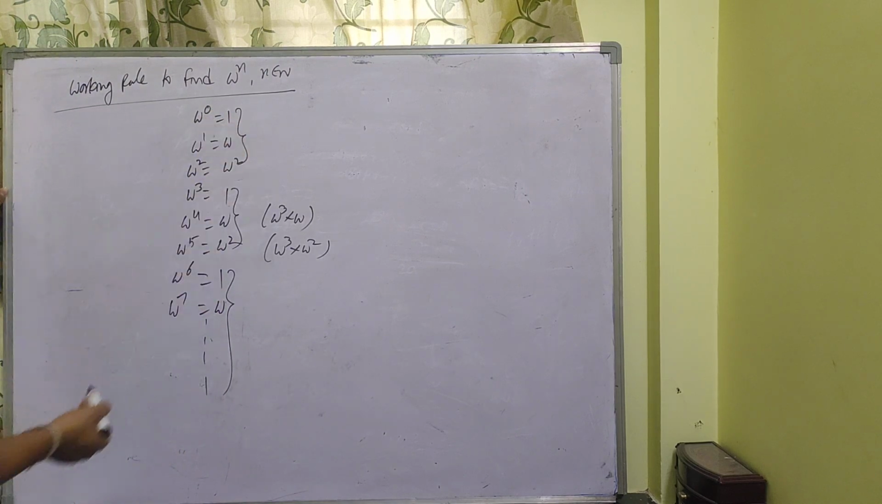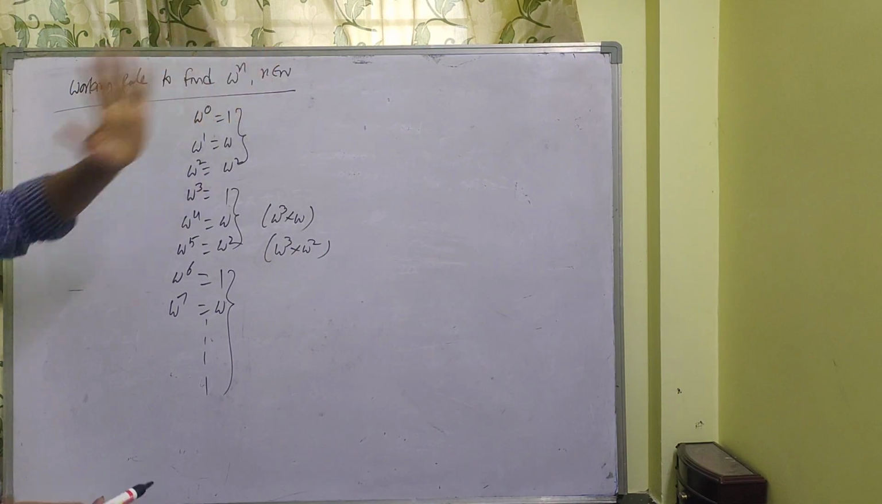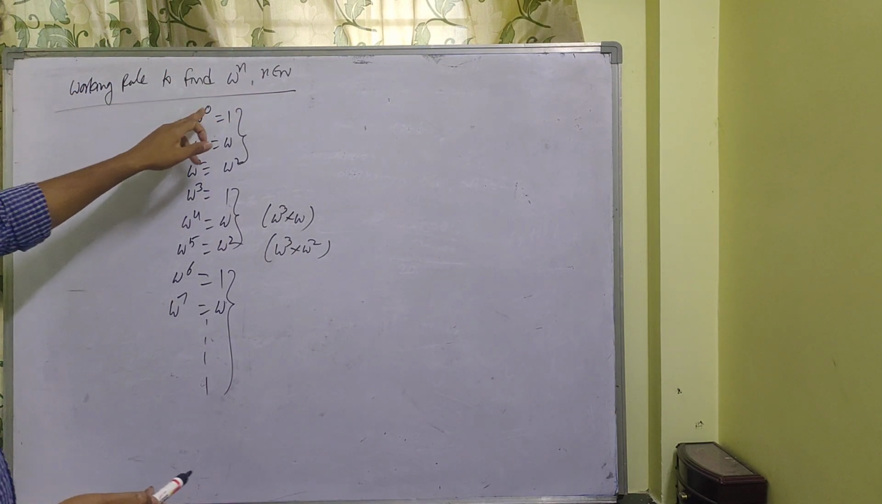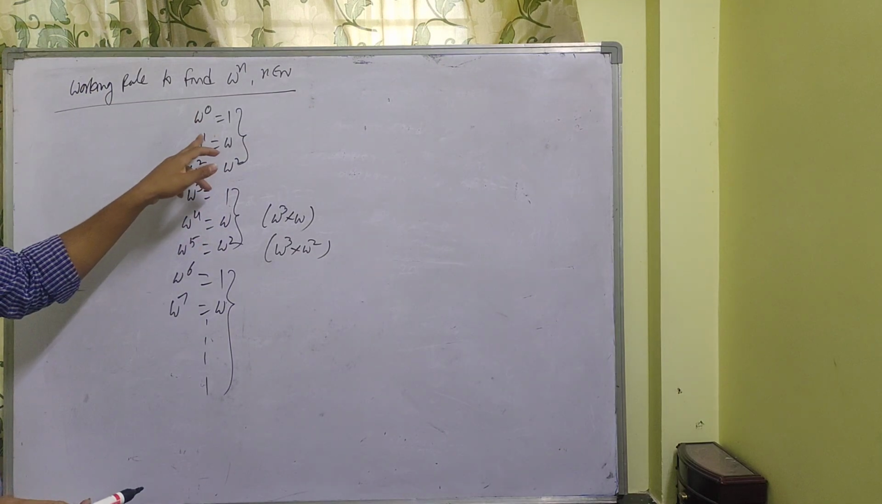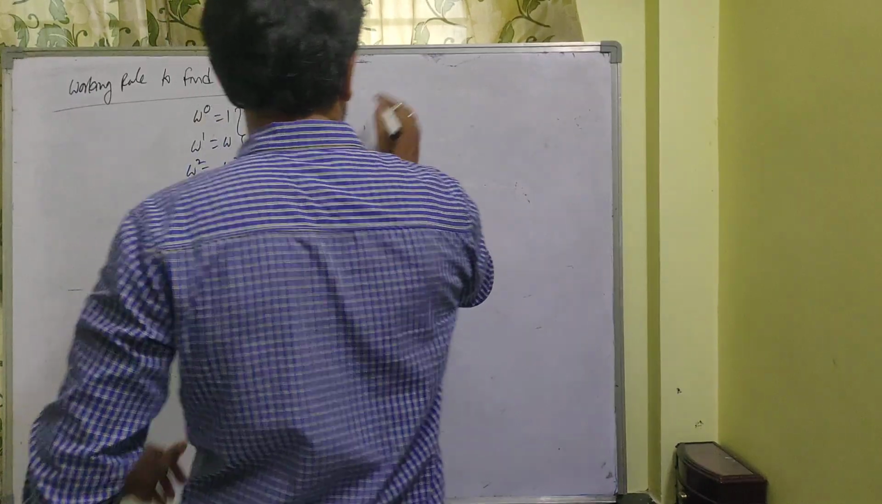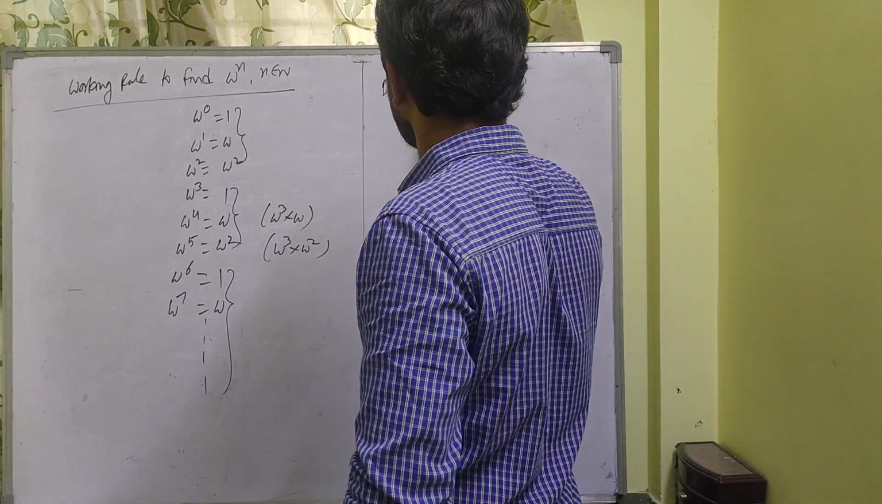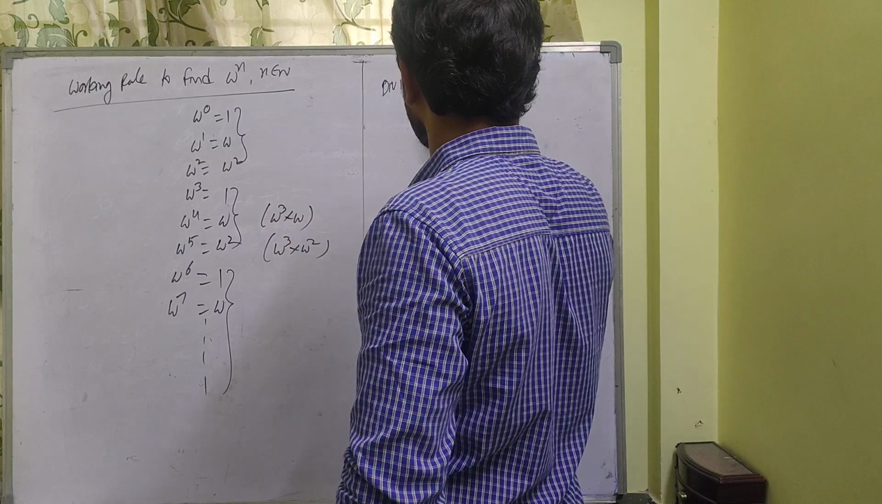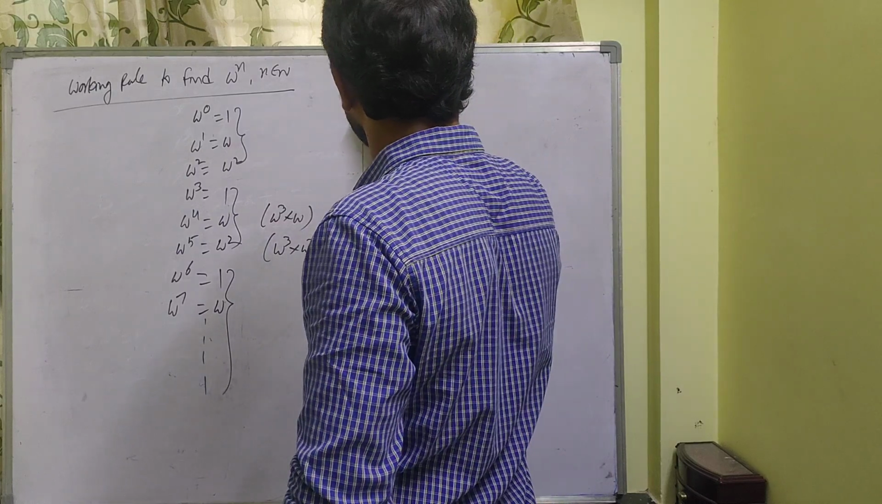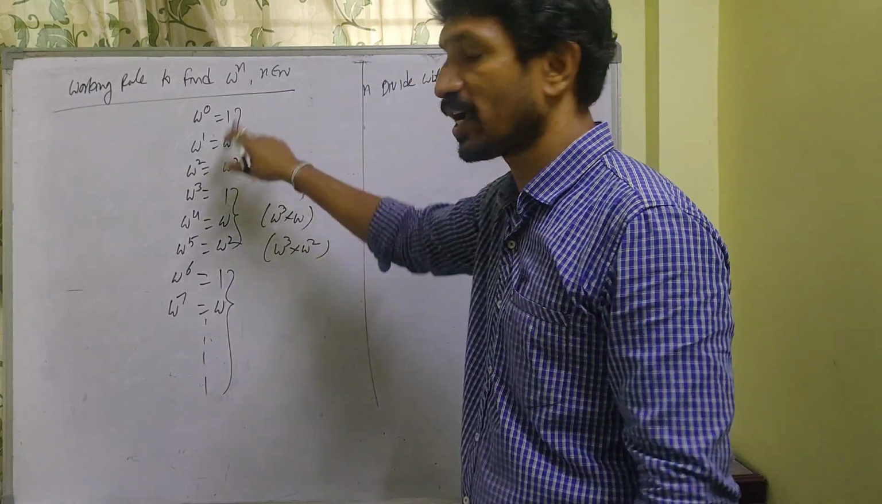So here cyclic order is 3. If you have more power, just divide with 3. Okay, so remainder is 0, 1, 2. Remainder 0 gives 1, remainder 1 gives omega, remainder 2 gives omega square. So here divide n with 3. Cyclic order is here 3.